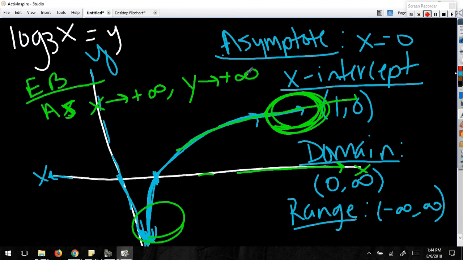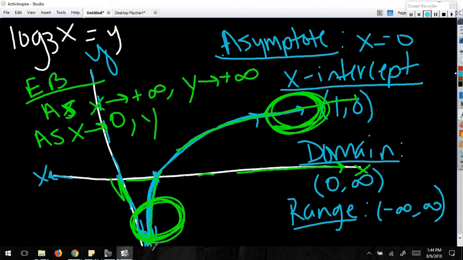Okay? Now, this end's a little bit harder to describe because normally I would say as x approaches negative infinity, but here it doesn't approach negative infinity. It gets closer and closer to this asymptote value, which is 0. So as x gets closer and closer to 0, that graph goes down really, really, really fast. So that tells me that y approaches negative infinity.